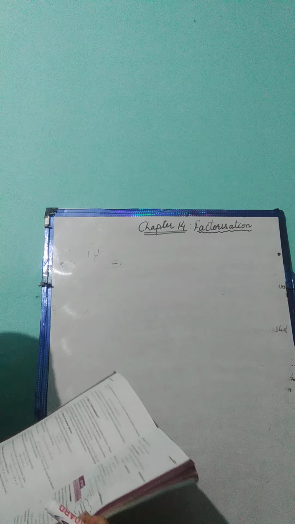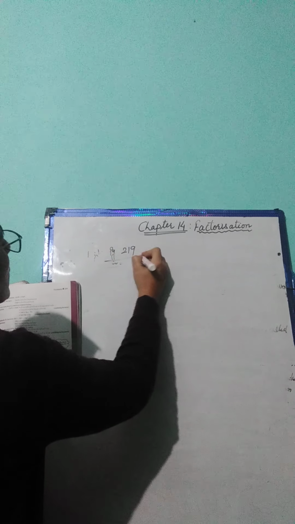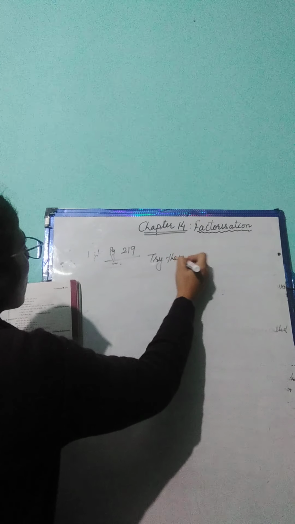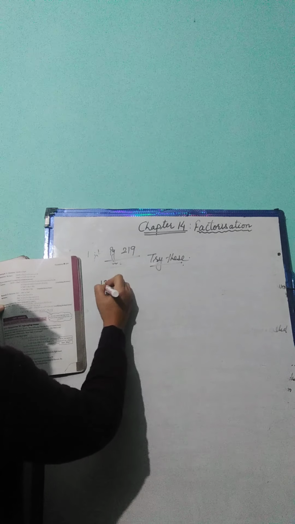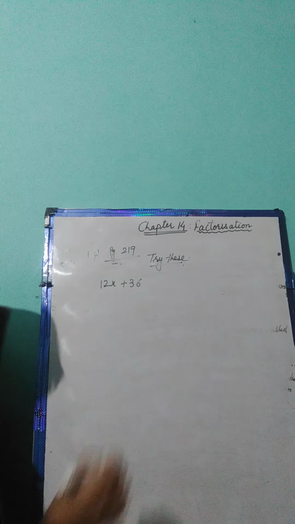So I am doing these, try these. This is try these of page number 219, page 219. Try these. Let us really try them. This is 12x plus 36 and we want to factorize.